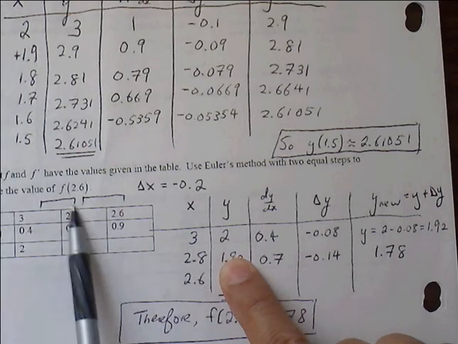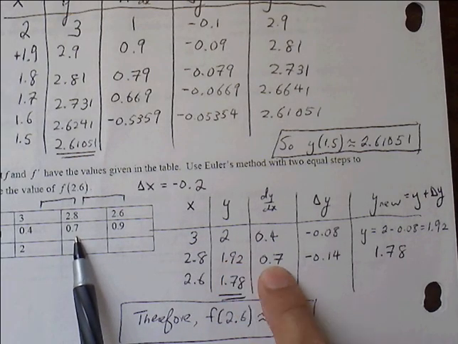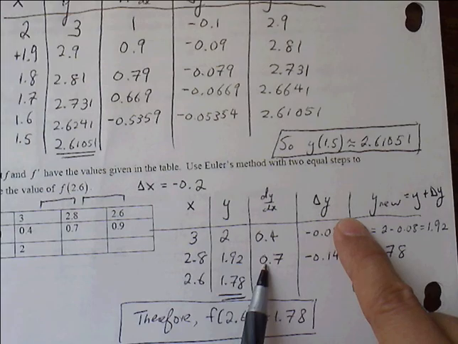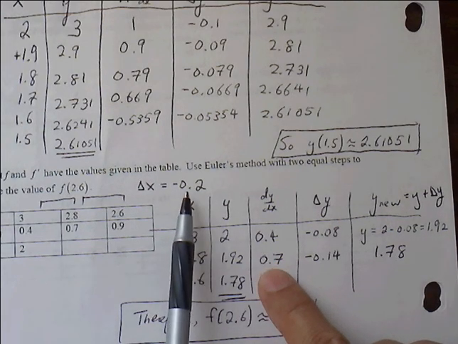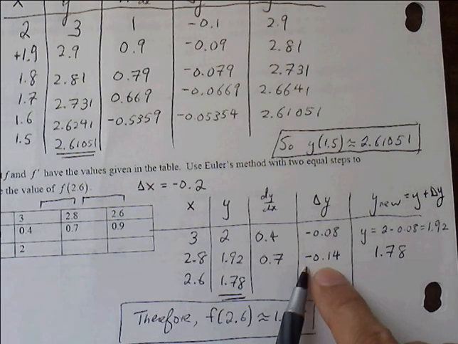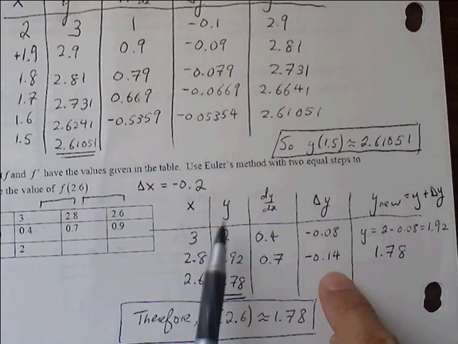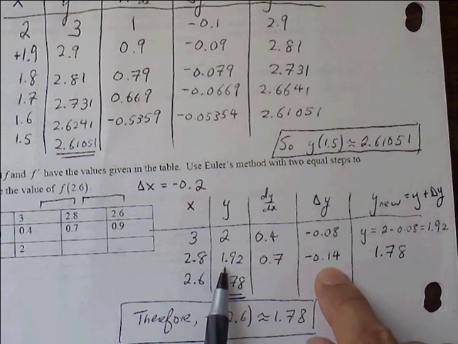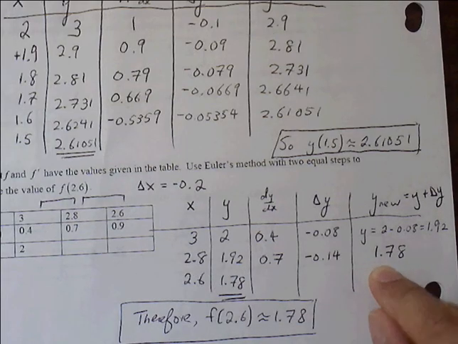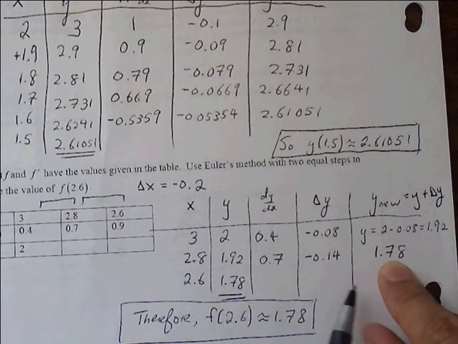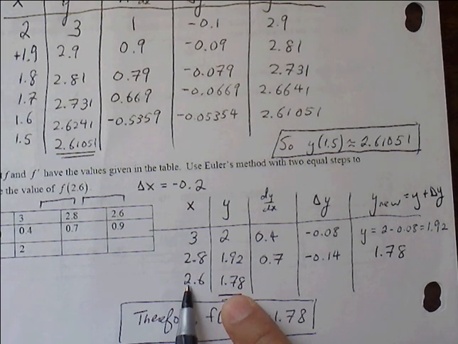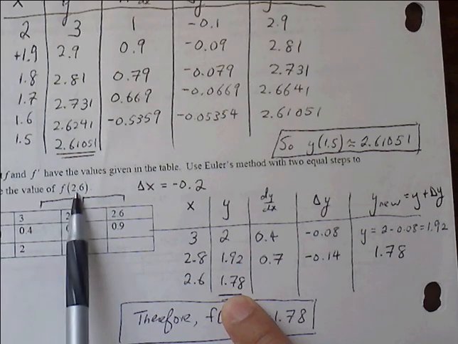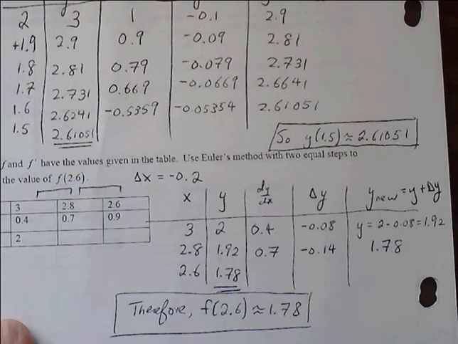So at 2.8, the slope is going to be 0.7. Delta y is m times delta x. 0.7 times negative 0.2 is negative 0.14. Our new y is just going to be our y value, 1.92, plus delta y. 1.92 minus 0.14 is 1.78. And then 1.78 is our y value, which matches 2.6, which is where we want to stop. Therefore, f of 2.6 is equal to 1.78.